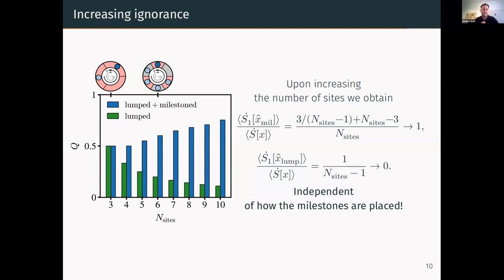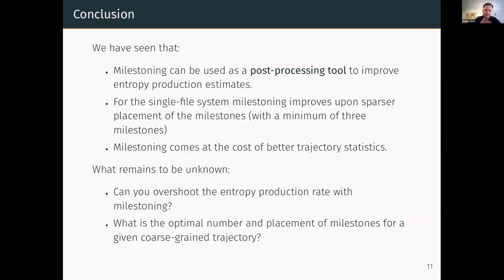And with that, I would like to come to my conclusion that in this example of the single file, and also in other examples which are shown in the paper, we have shown that milestoning can be used as a post-processing tool to improve entropy production estimates. And in the specific case of the single file, if you place the milestones further apart from each other, which can happen by increasing system size, you get a better and better estimate. There's one caveat to it, and that is that it comes at the cost of better trajectory statistics. If you have a very large system and only a few milestones, you need longer and longer trajectories to better sample your jump probabilities.